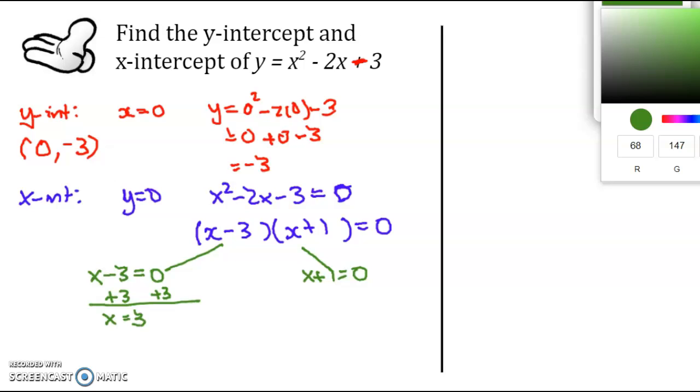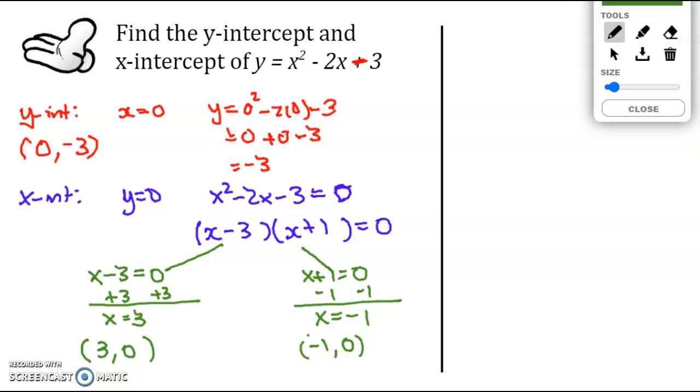That means the x-intercept coordinate is going to be 3, 0. And for the other one, you're going to subtract 1 from both sides, and you're left with x is equal to -1. And we know that the y coordinate is always going to be 0, so it's going to be -1, 0. So those are my coordinates. Y-intercept is 0, -3. X-intercepts are 3, 0 and -1, 0.